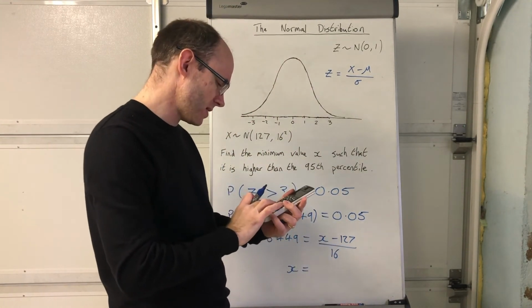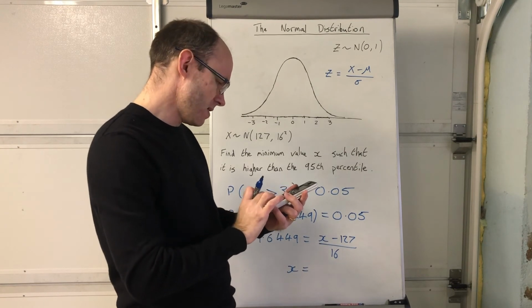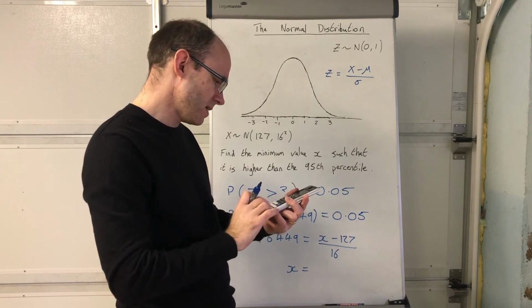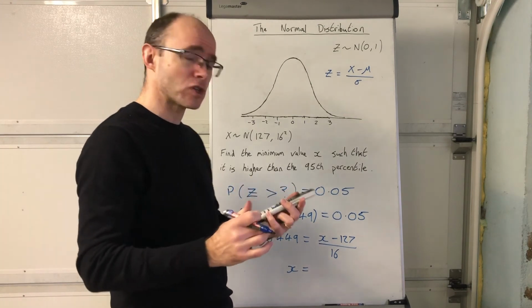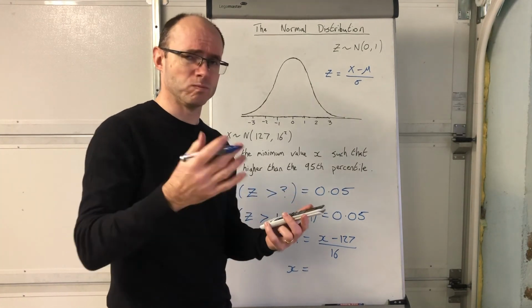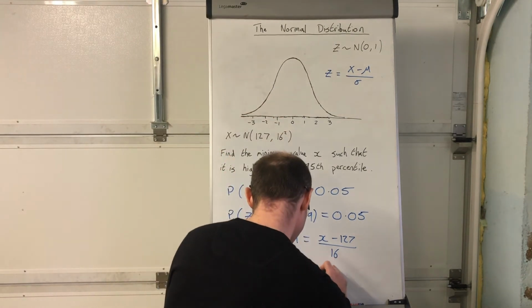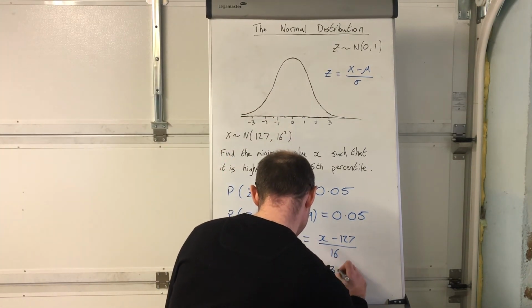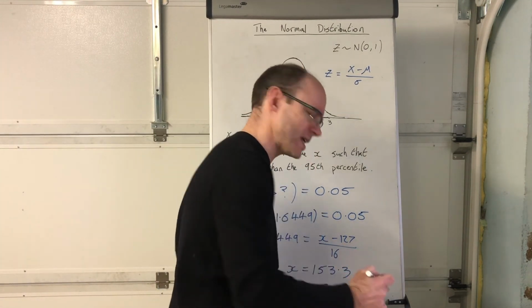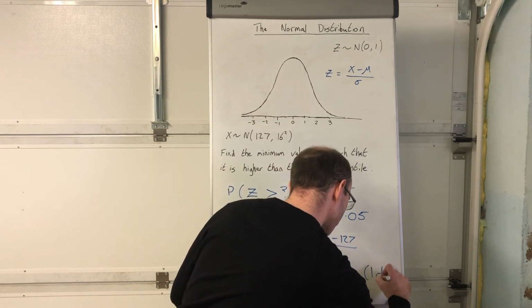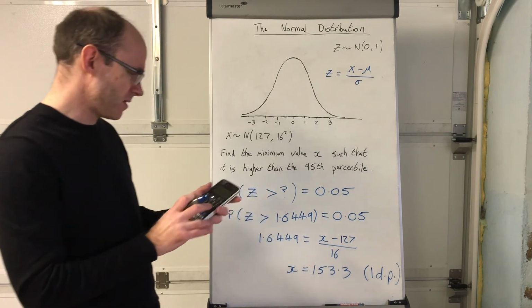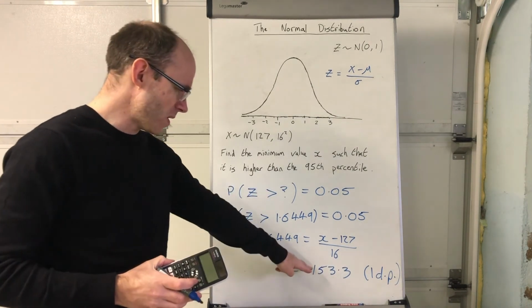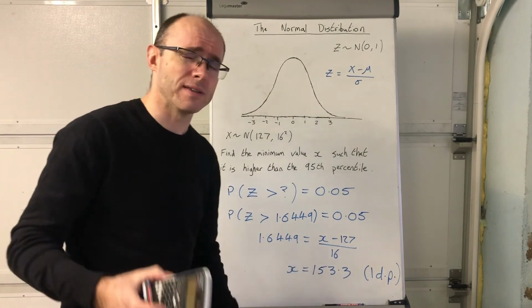So 1.6449 multiplied by 16, and then add on 127. So it gives me 153.3184, okay? Bear in mind this is a real world context. I'm just going to round that to 1 decimal place. Okay, there we go. So in answer to our question, we're looking at blood pressures of 153.3. Okay, that will solve it.